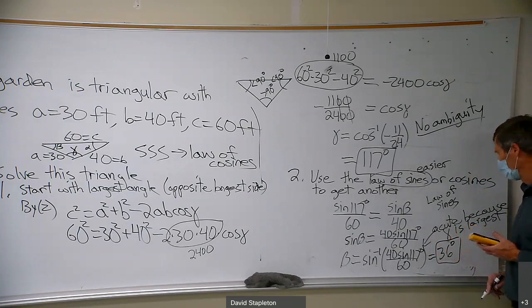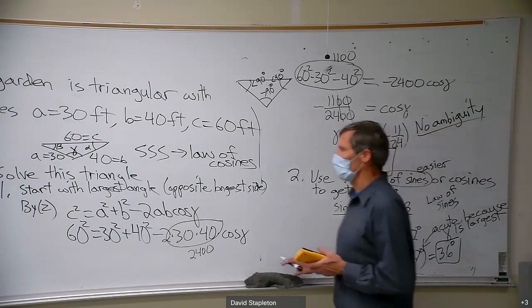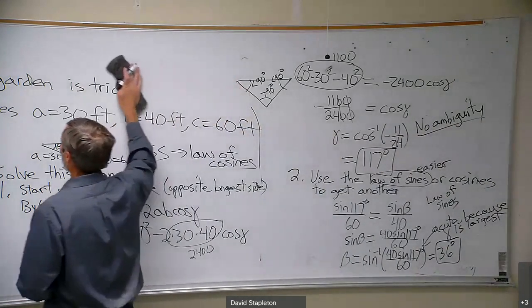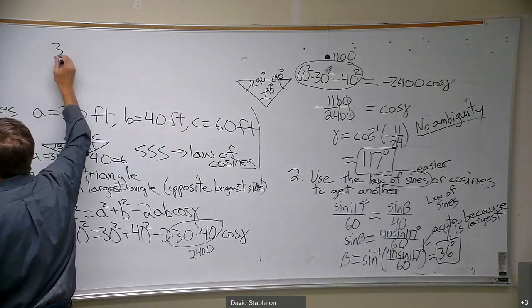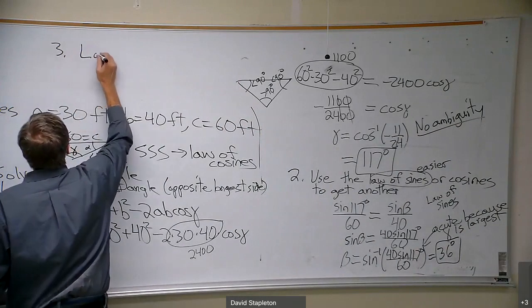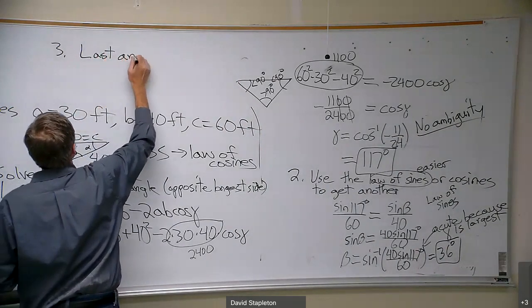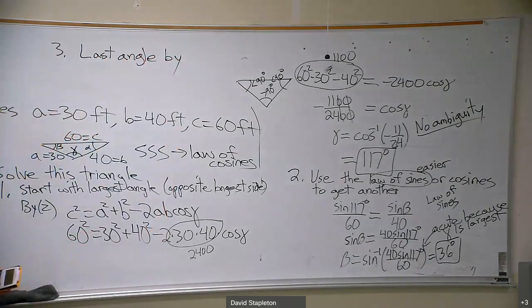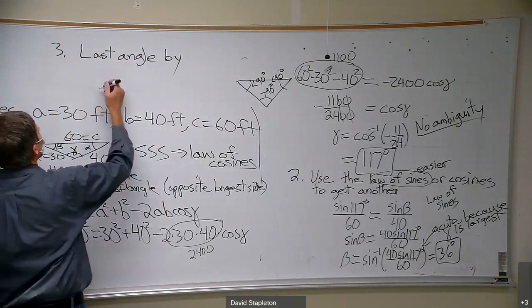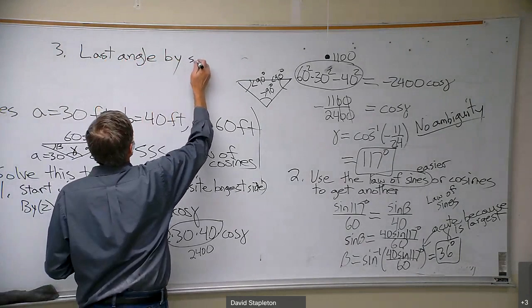So the second angle is 36 degrees. I think that's on screen, yeah. And so now I've got one more angle to solve for, the last one. What should I use for the last step here? I could use the same thing. Well, what's even easier? There you go. Yeah, 180 minus, right? Last angle by the sum of angles theorem.